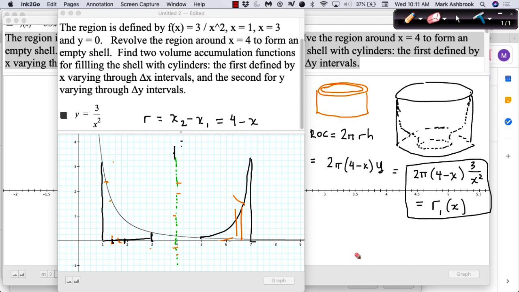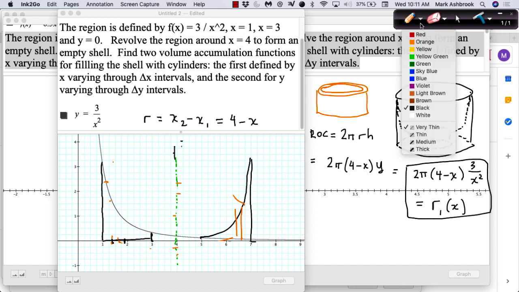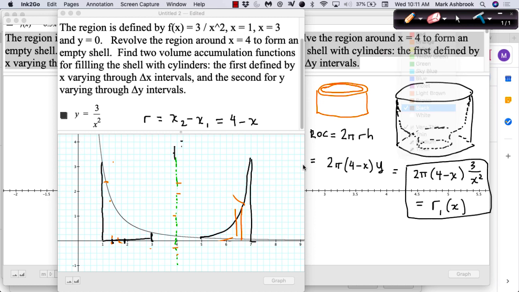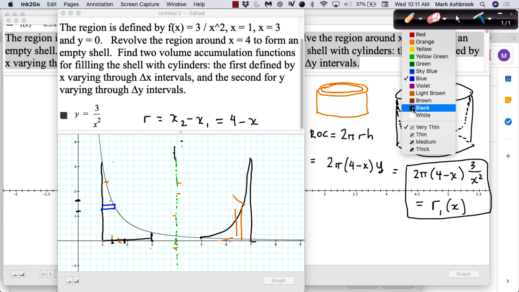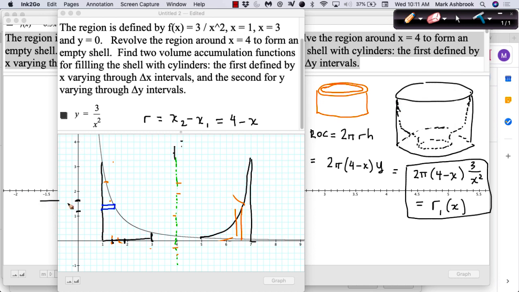Okay. So now with delta y intervals, what do we do? We're going to pick a delta y interval here, say right there. And we'll do blue. We're going to make a strip in that current delta y interval, but not the whole delta y interval. Something like that. So what's the thickness right there? y is increasing through delta y intervals. What does that mean? That means this whole thing right here is a delta y interval.